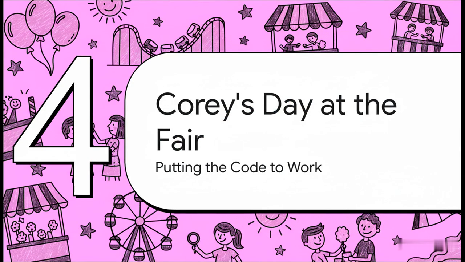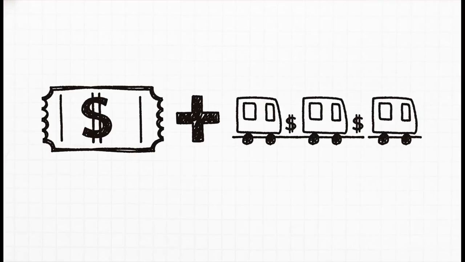Okay, that's all great in theory, right? But how does this actually show up in the real world? Well, let's take a look at a super practical example. Corey's day at the fair. So, the situation is pretty simple. You've got a one-time fee just to walk into the fair. After that, every single ride you go on costs extra. This is a linear relationship just waiting to be discovered.